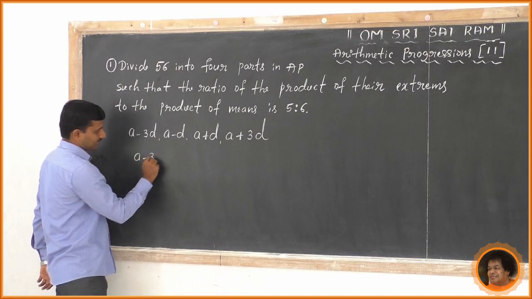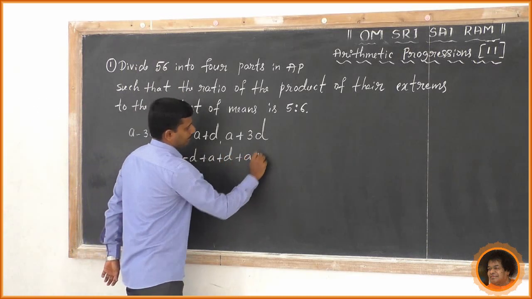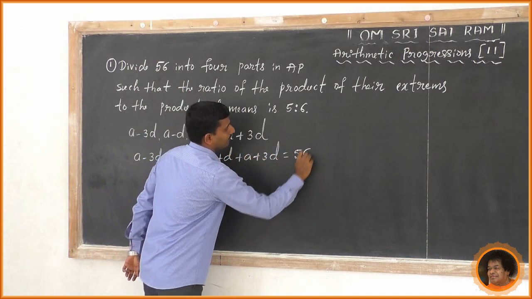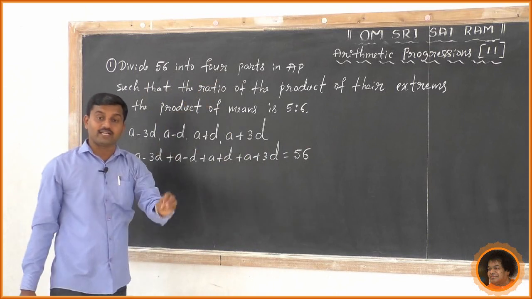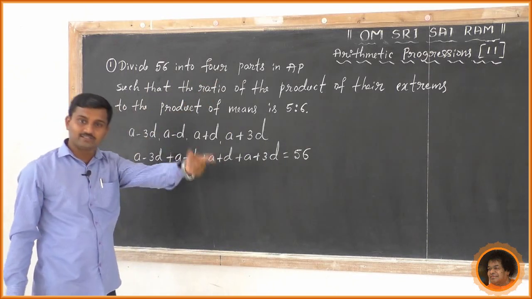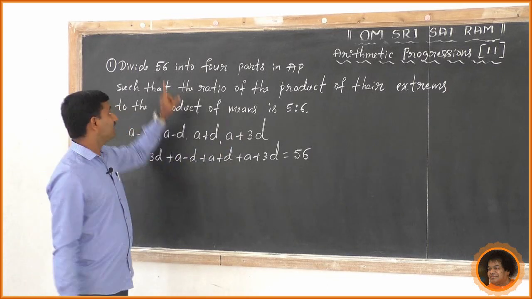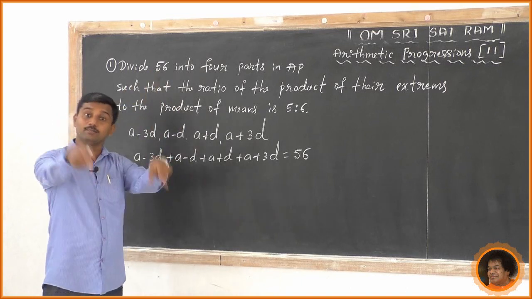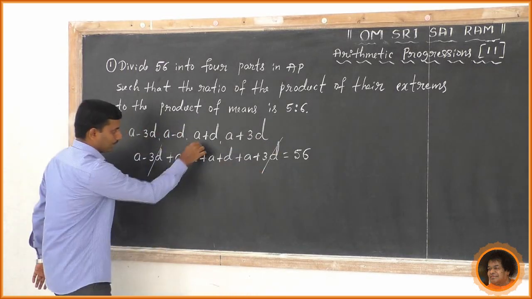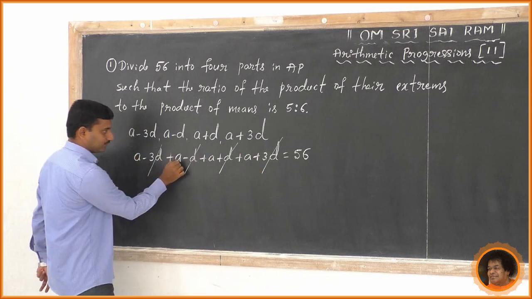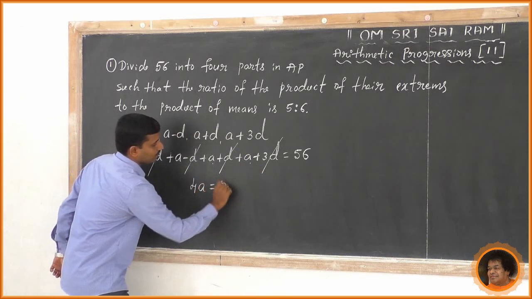So a minus 3d plus a minus d plus a plus d plus a plus 3d is equal to 56. Now to find the 4 parts, we have to write the 4 terms in AP. To write the terms in AP, we need the value of a as well as d, depending on the conditions given. The first condition is divide 56, which means the sum is given. So the sum is 56. Now simplify. Minus 3d plus 3d is 0, minus d plus d is 0, a plus a is 2a, plus a is 3a, plus a is 4a. So 4a equals 56.